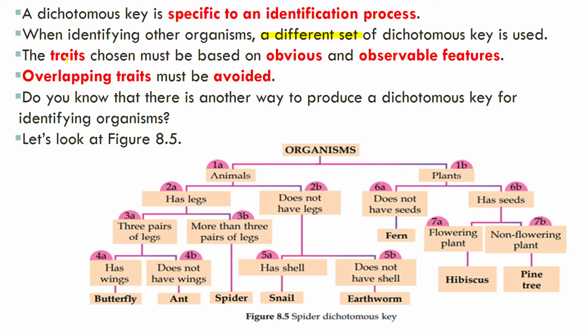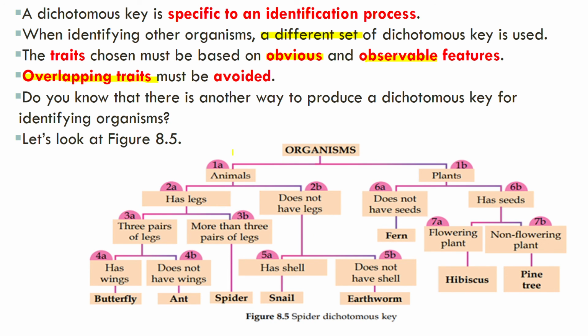And the traits that are chosen must be obvious, yang jenis ketara, and also observable features. Otherwise, we cannot classify, we cannot group them accordingly. So we must also avoid the overlapping traits. Okay, maksudnya mesti jelas dia punya ciri-ciri itu yang kita lihat. For example, ada kaki, tiada kaki. And then if they have ada persamaan dari segi ciri, kita tidak pilih ciri tersebut.